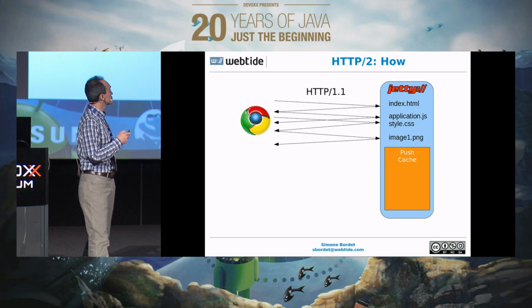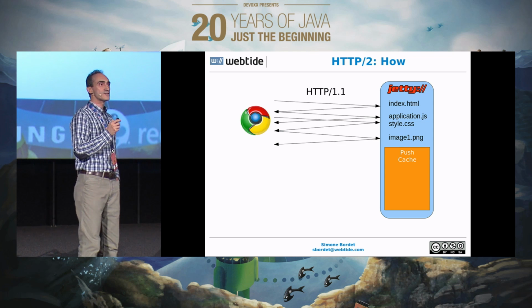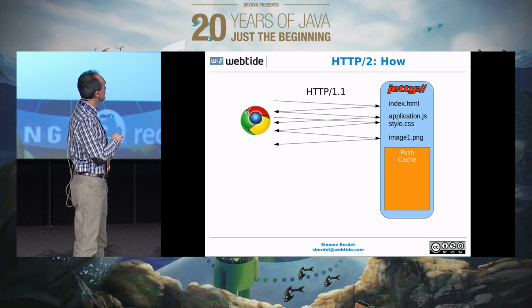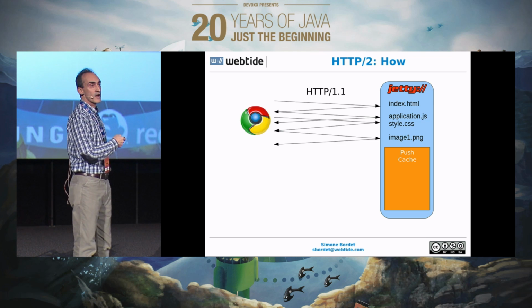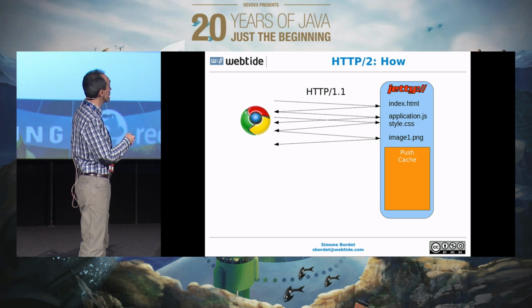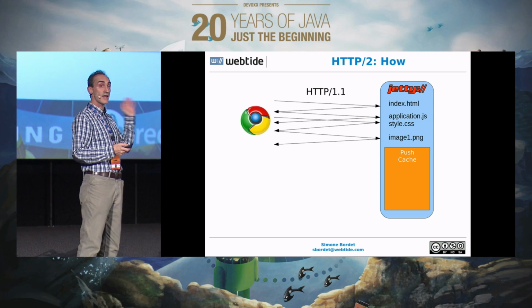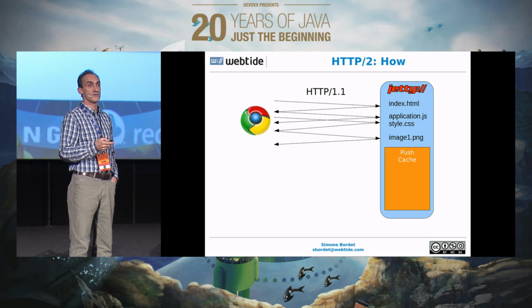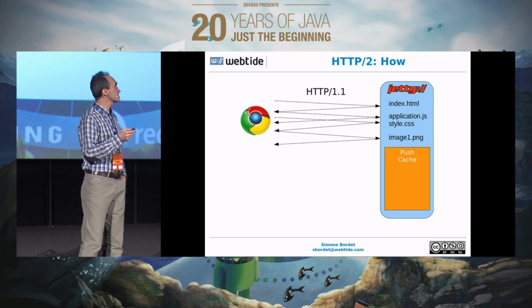But the server can understand that every time index.html is requested, then what happens next is that application.javascript is being requested, style.css is being requested, and image.png is being requested. Okay? So what it can do, it can say, well, you know what?